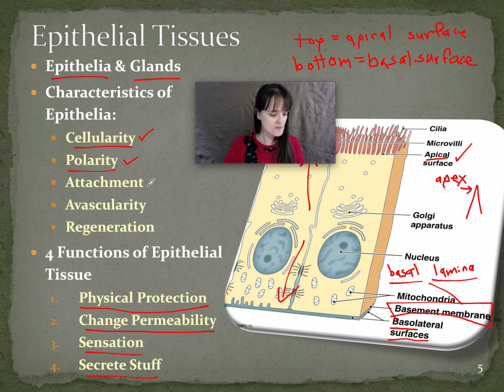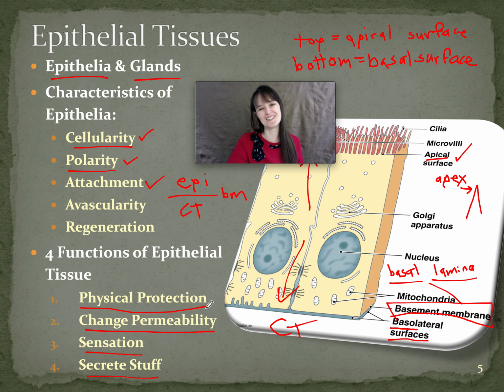So attachment is that it attaches to the basement membrane, and then the basement membrane attaches it to the connective tissue. So there's always going to be an epithelium, a basement membrane, and a connective tissue underneath it. Every time, every time, every time. Every time until 2402 and we get into the exceptions, and then it won't be every time. But we'll talk about that.